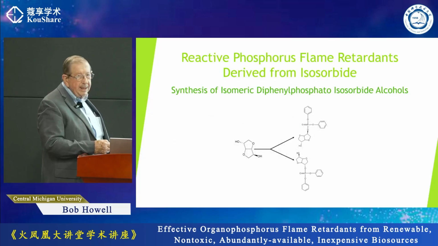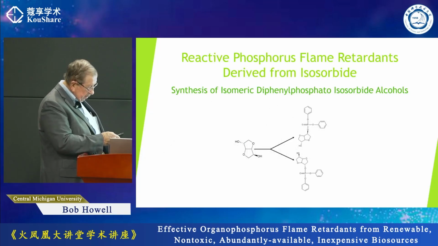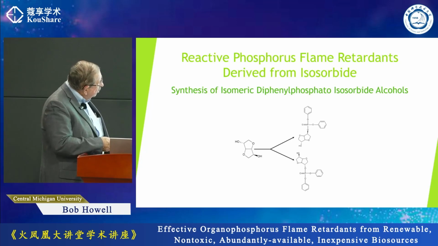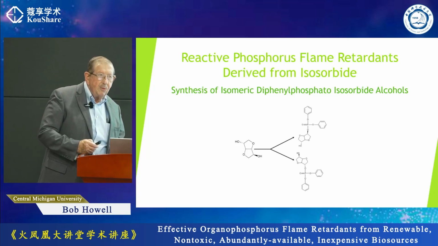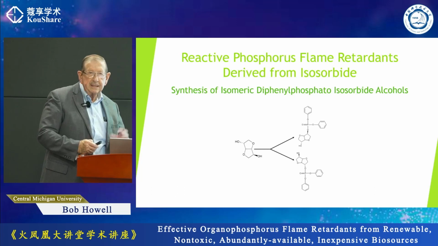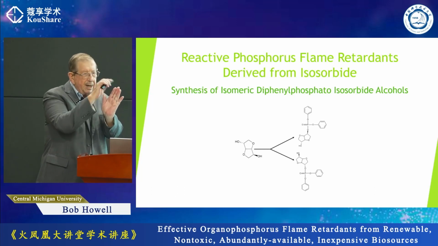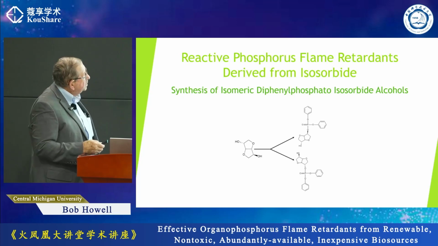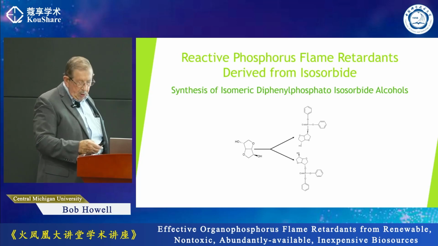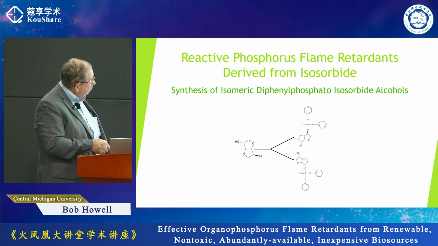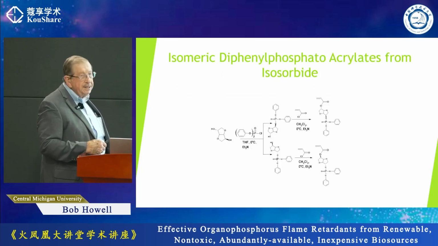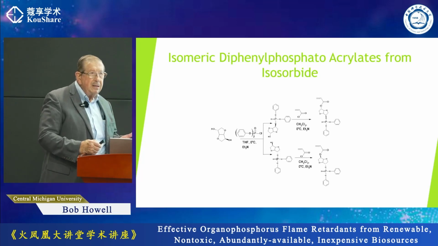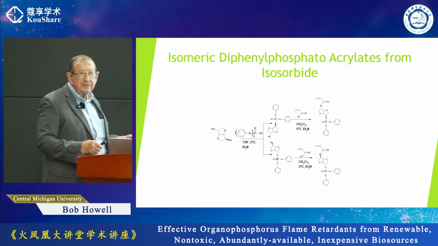Now, you can, as I mentioned, make materials which are reactive. Note that in isosorbide, the two hydroxyls are not equivalent. One is exo, one is endo with respect to the rings. One is over there, one is over here. And so they have different reactivities, which means that you can make phosphorus derivatives at either position. Then you can convert these to acrylates. Now you have an acrylate monomer, which has an active phosphorus compound.